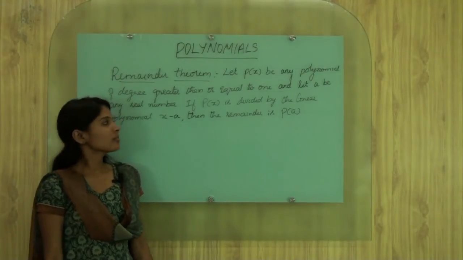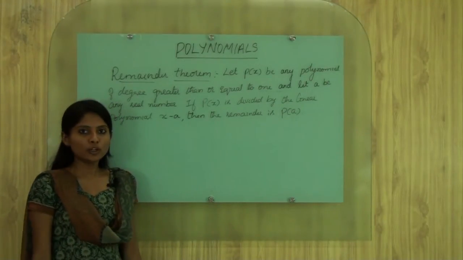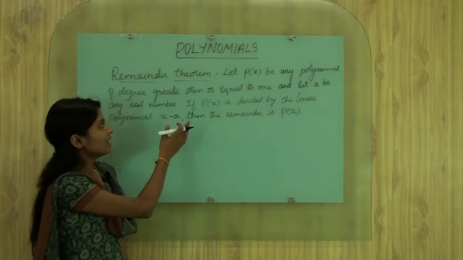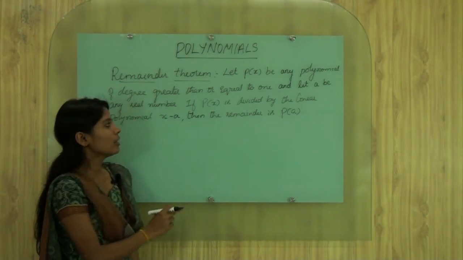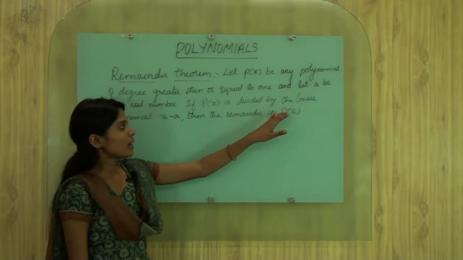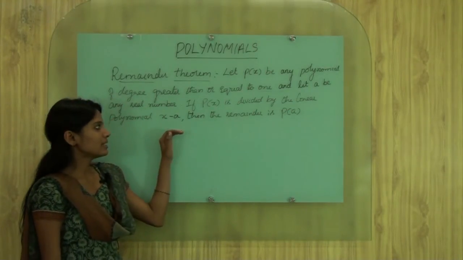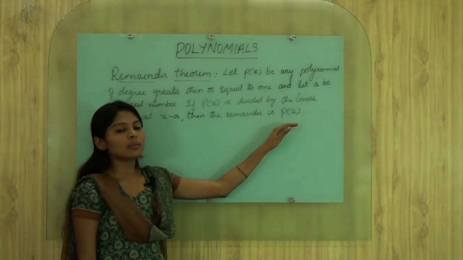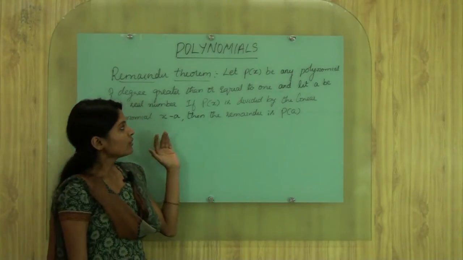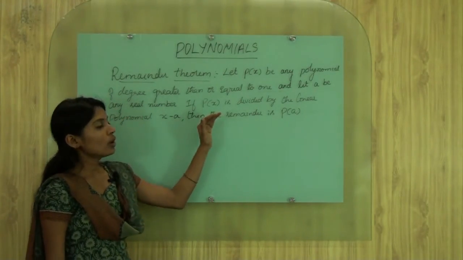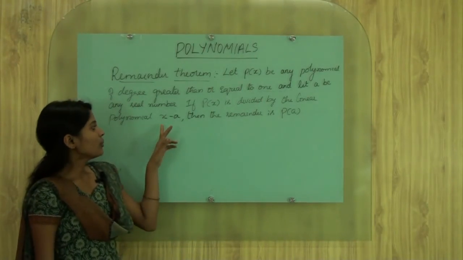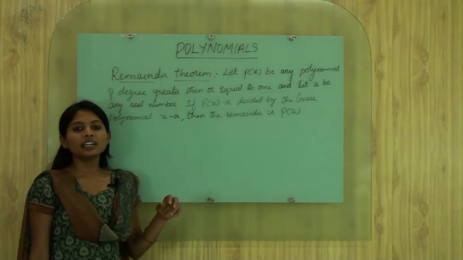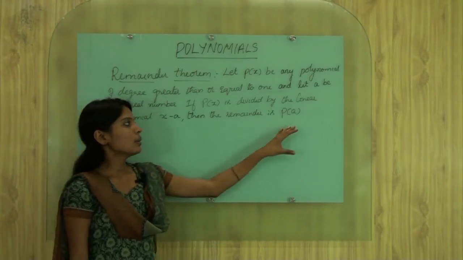Remainder theorem. Let p of x be any polynomial of degree greater than or equal to 1 and let a be any real number. If p of x is divided by a linear polynomial x minus a, then the remainder is p of a. We have to prove that if a polynomial of degree greater than or equal to 1 is divided by a linear polynomial x minus a, then the remainder will be p of a.